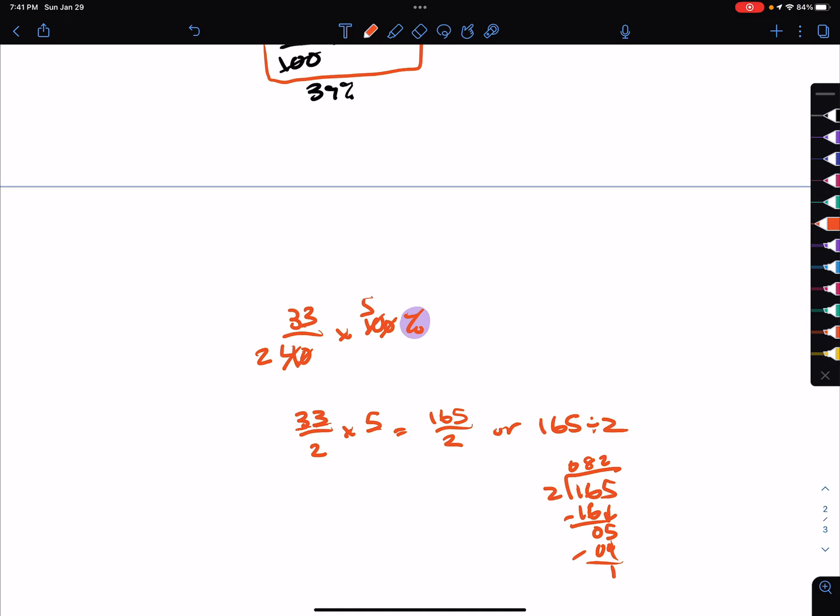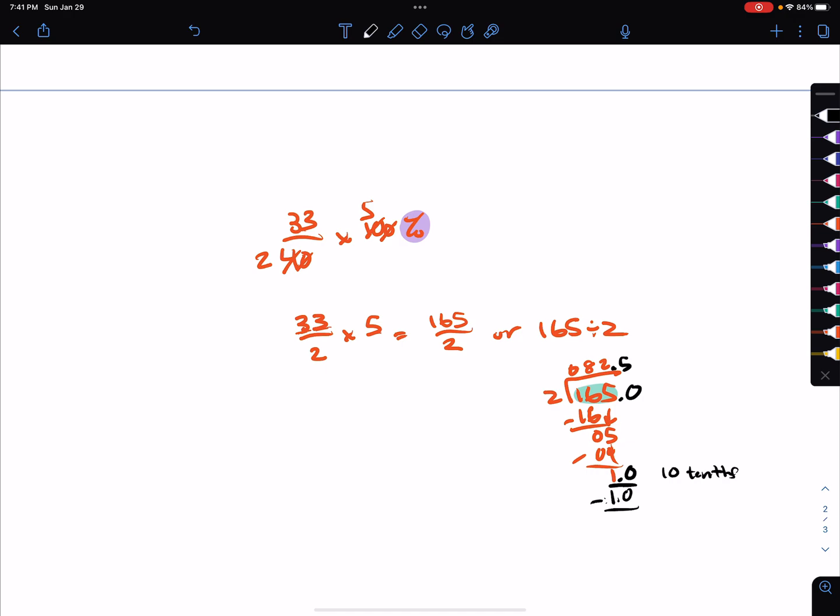But I know that if I'm thinking of this like it's 165, which I am, it's 165, but I still have one whole left. I know that if I add a decimal point there, I'm not changing the value of it at all, but I do know that this one whole is equal to 10 tenths. And 2 will go into those 10 tenths. I think of it like 10 tenths. It'll go into it 5 times. And 2 times 5 tenths is 10 tenths, or 1 whole. And we're at 0. So we know that this fraction as a percent is 82.5%.